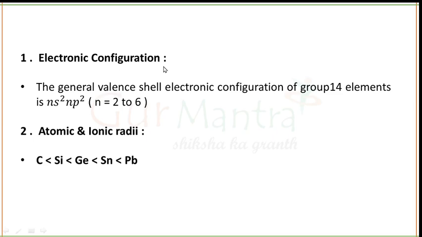Next is the atomic and ionic radii. As you know, in every group, atomic or ionic radii increase from top to bottom. In a particular group, the atomic or ionic radii increase from top to bottom. That's why you can see in the series carbon to lead, the atomic radii is increasing.